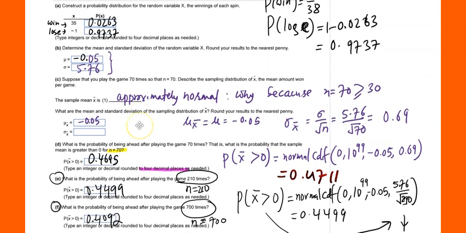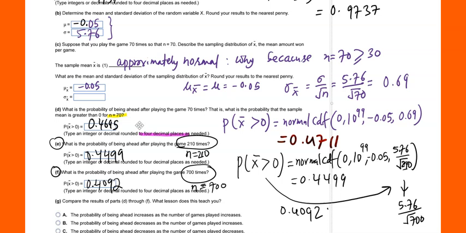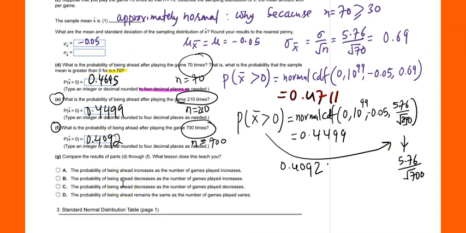Okay, and what you notice here is that as the sample size increases, 70, and 210, and 700, as the sample size increases, the probability of being ahead decreases. That means if you're playing more and more games, you are losing money, because the probability of being ahead goes down. Therefore, what you conclude here is the probability of being ahead decreases as the number of games played increases. That's the answer. Part B is the answer for the last question.